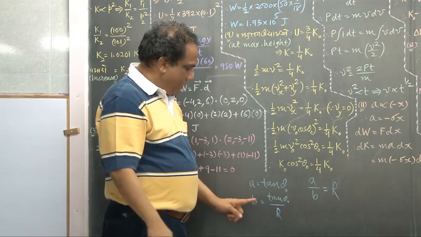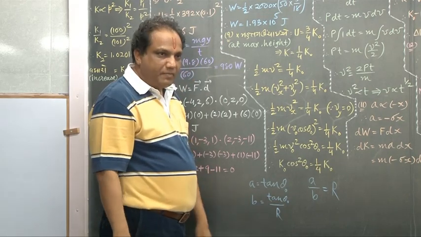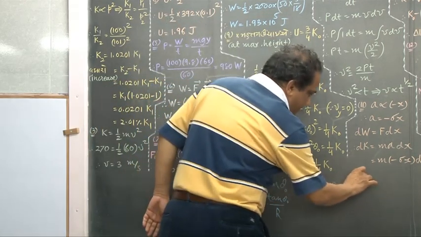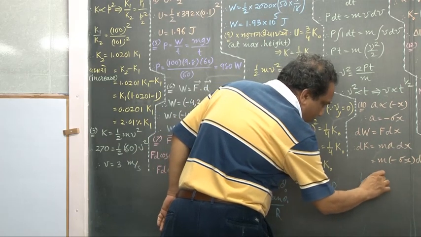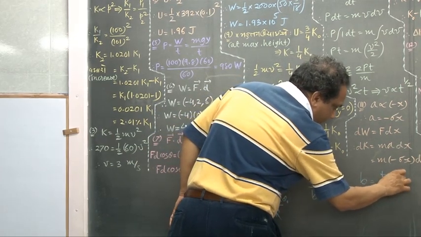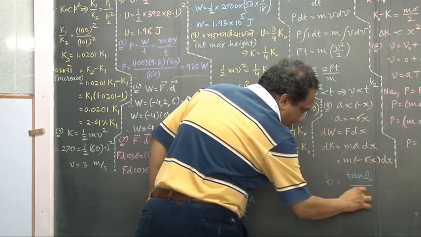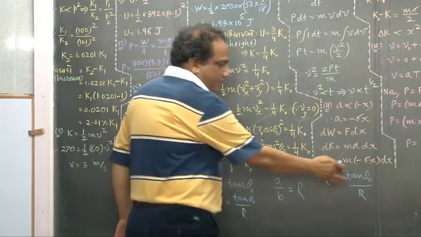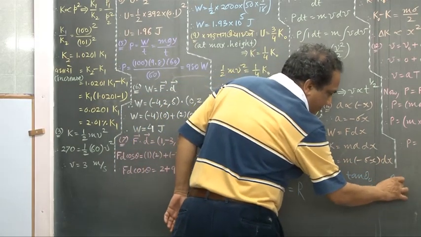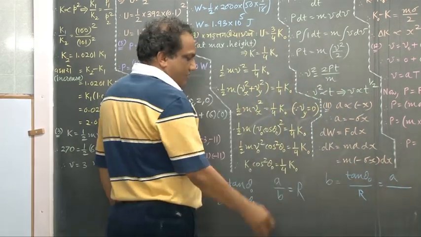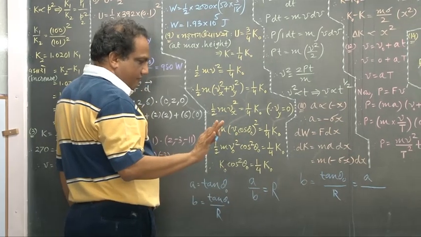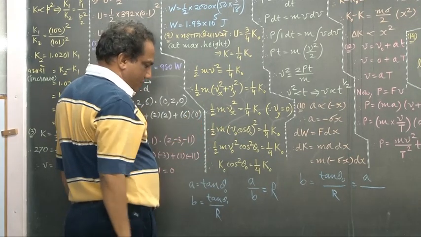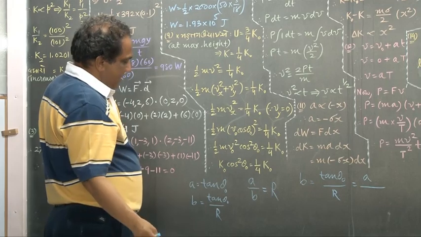Wait. b is tan theta 0 upon R. Look, b equals tan theta 0 upon R. Correct? The value of tan theta 0 can be replaced by a. Tan theta 0 I am replacing by a. But the value of R? Wait. We want H, right? Capital H. Okay.